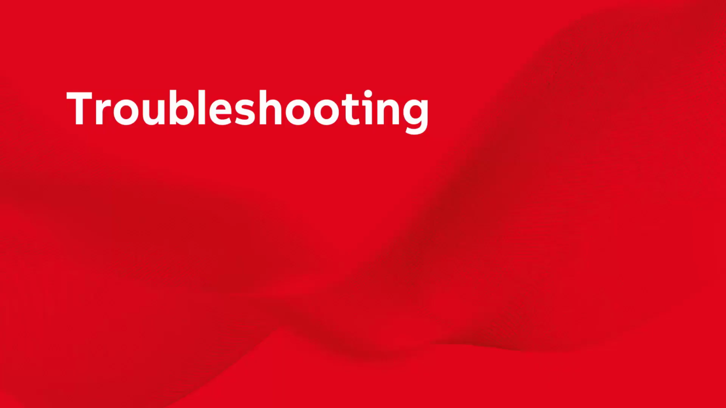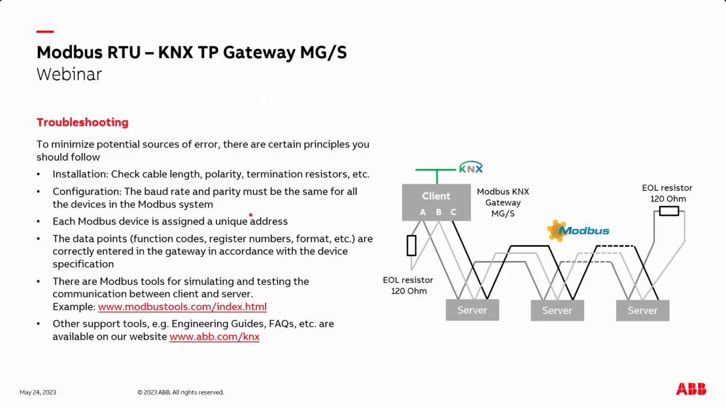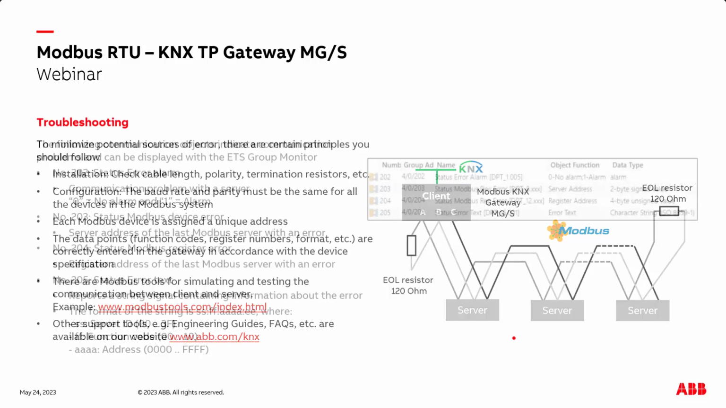Some words about troubleshooting if there are some problems in the installation. So at first check the cable, the wiring, the end-of-line resistor, such things, the parity. Remember, in all devices we must have the same speed, the same parity, start, stop bits, and so on. Unique addresses, and for more, please visit here the website of modbustools.com. You will find here also some diagnostic tools and so on.